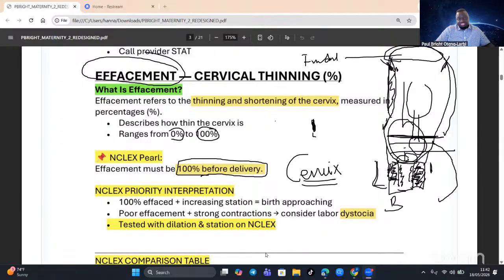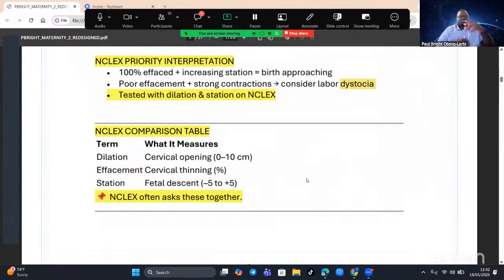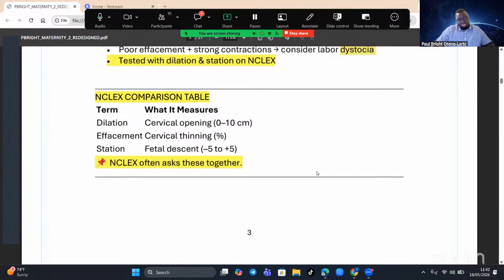Labor dystocia. Okay, now let's continue. These are some of the things you should know, for those of you who like a quick way of learning. We have the comparison table. All these things must happen: the mouth of the cervix, the small hole, should open; the length of the cervix should crash; and the breadth should become thin. Then we look at station, the descent.